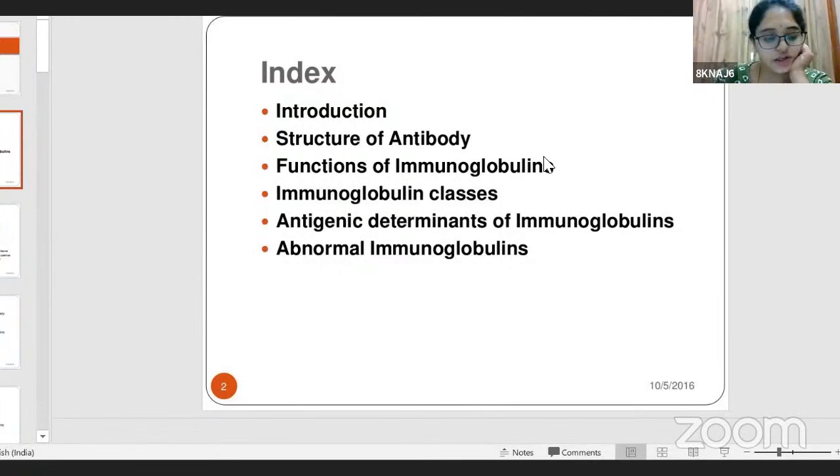So as you can see, antibodies or immunoglobulins. Are you able to see the screen? Yes, ma'am.